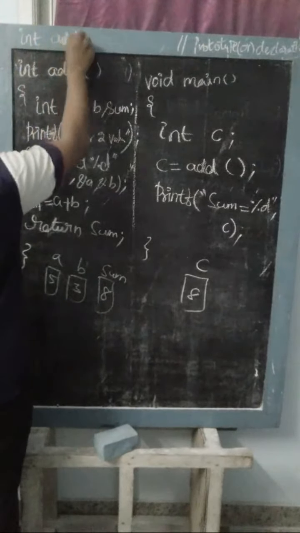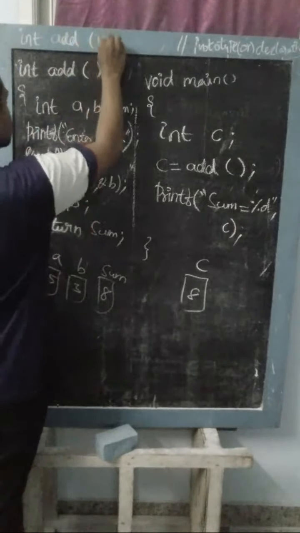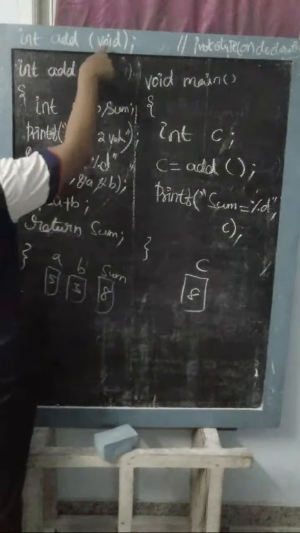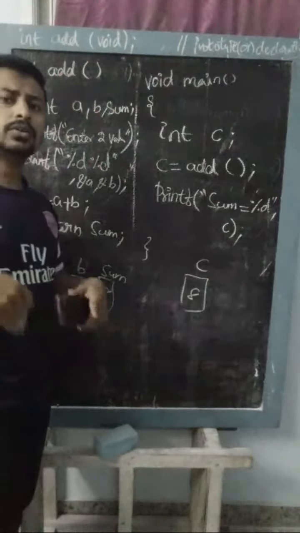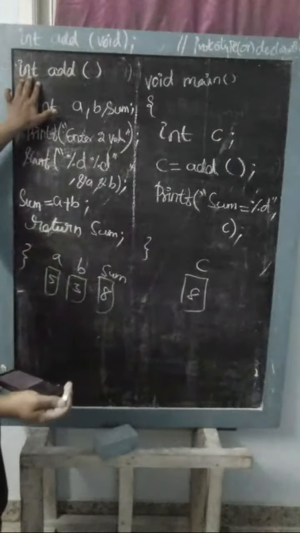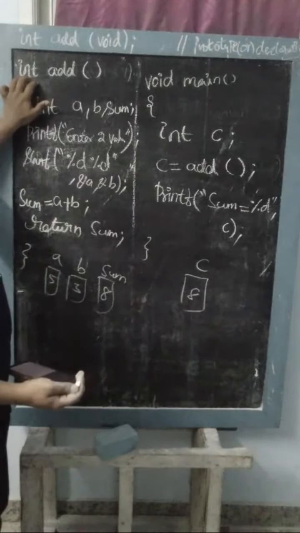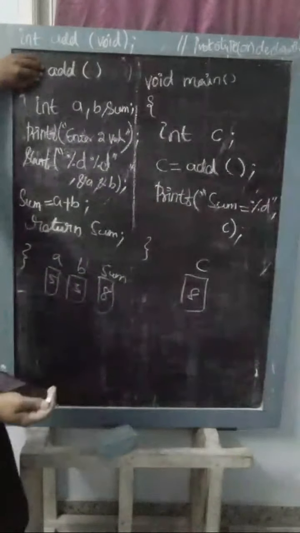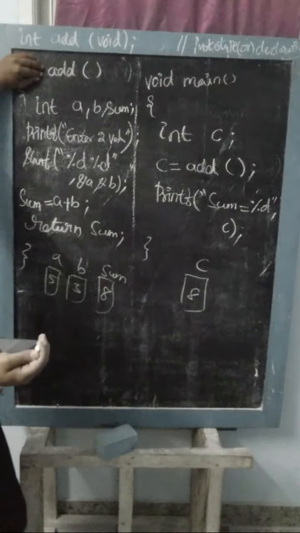You can write void or without void. That is not a problem. If you are not writing void, but you are writing void, that is not an issue. Both the things are the same, but not here like that. You should write any return type here. Without return type, you should not. That is not an error in the program, but it will appear as a warning message in the program.